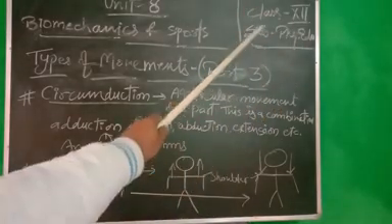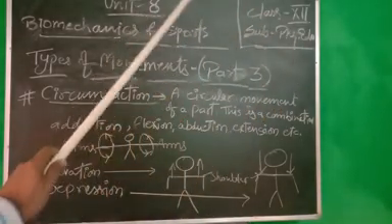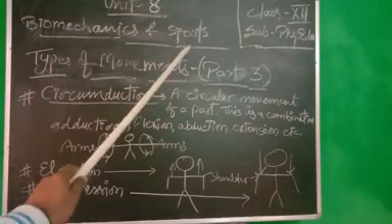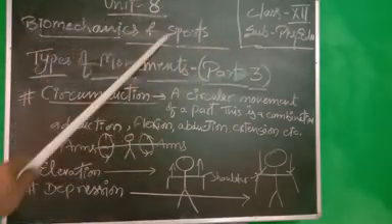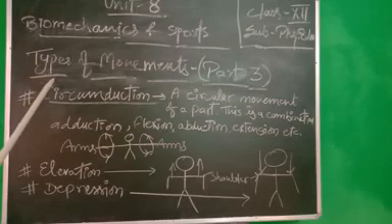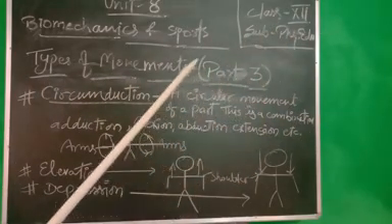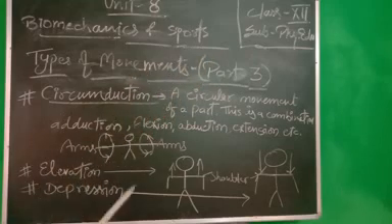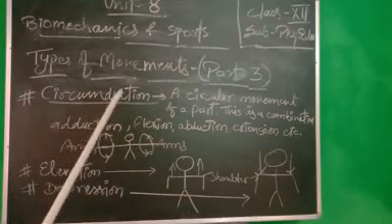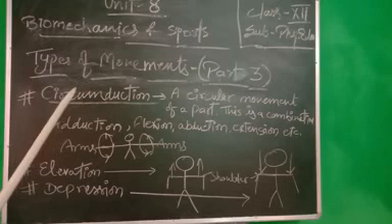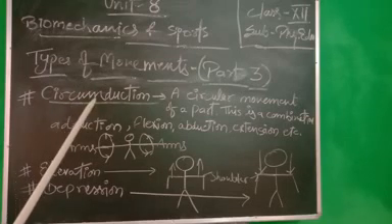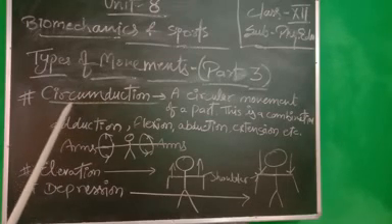Subject Physical Education for class 12th, Unit 8, Biomechanics and Sports. In this unit, we will carry on the topic Types of Movements Part 3. In that part, we will carry on the various types of movement of the body. Now, we will take up the point circumduction.